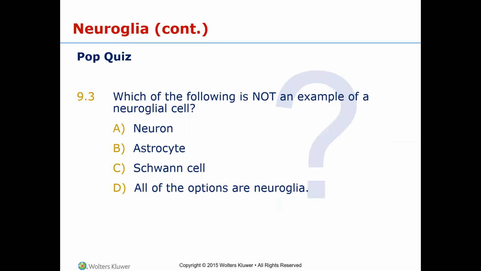Okay, just some of the checkpoints. And then, which of the following is not an example of a neuroglial cell? And we know that an astrocyte is, a Schwann cell is, a neuron would not be, because the neuroglial cells are ancillary. They are in addition to the neuron.